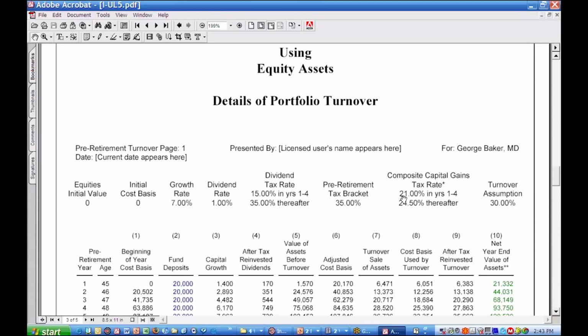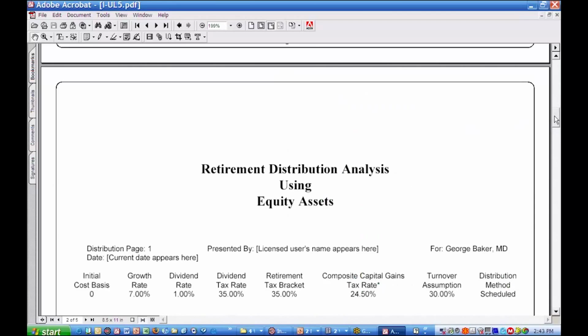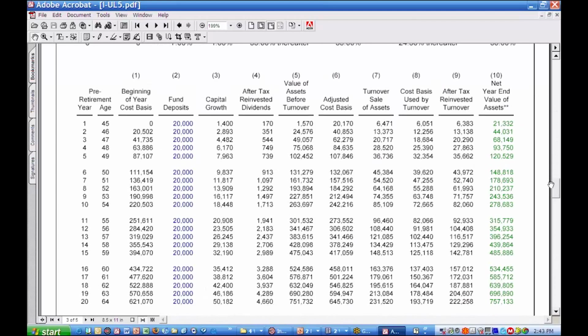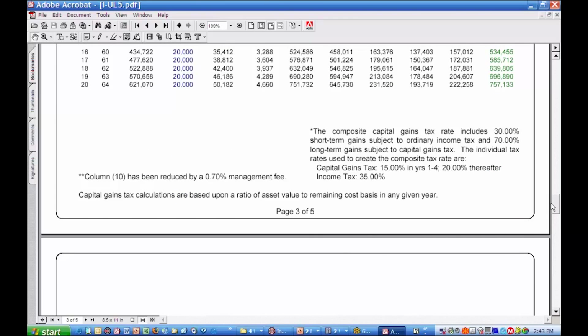I'm not going to spend any time on these. I just want you to know we do it. We actually give you the details of the portfolio turnover calcs. And this is a jumble of numbers. It reads just like a book. If you want to take the time to do it, we would be glad to forward on this illustration to you, or do it if you happen to have the system yourself. But that's the pre-retirement, and there's the post-retirement. Those are solid numbers.